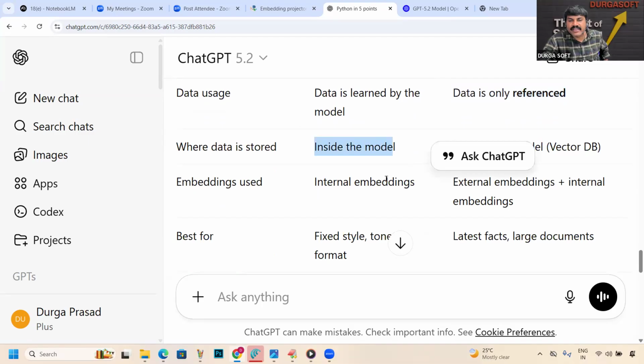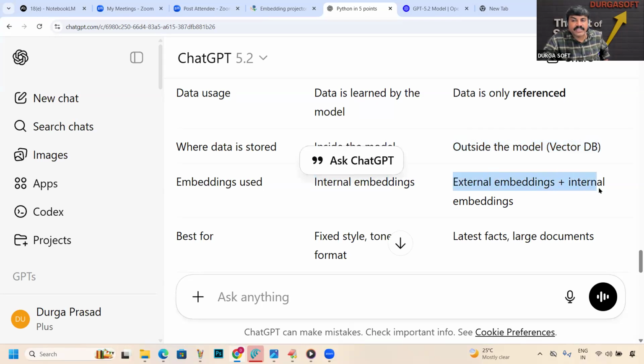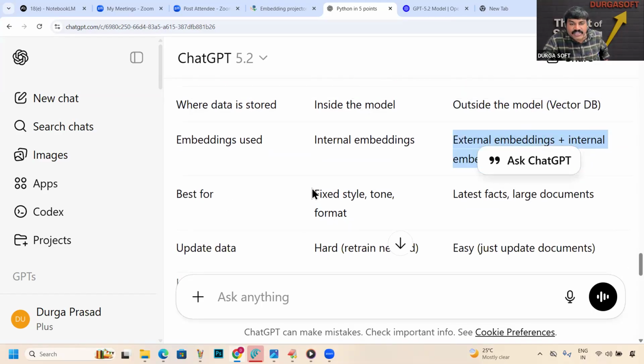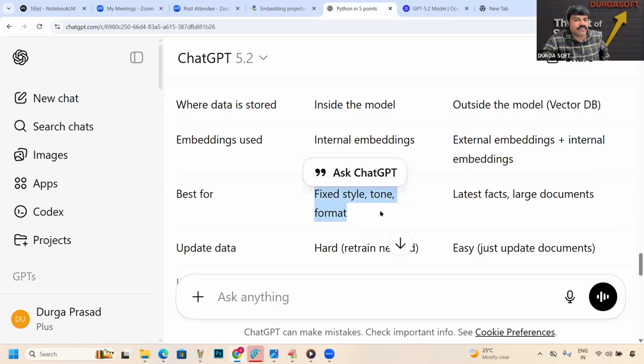Where is data stored? Inside the model. But if it is RAG, where will the data be stored? Outside the model, and embeddings are used. Here, external embeddings plus internal embeddings, both are going to be used. Next, best of all, fixed style, tone, format.